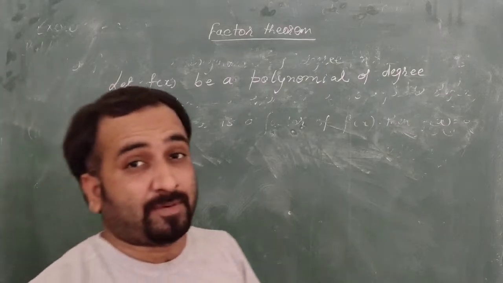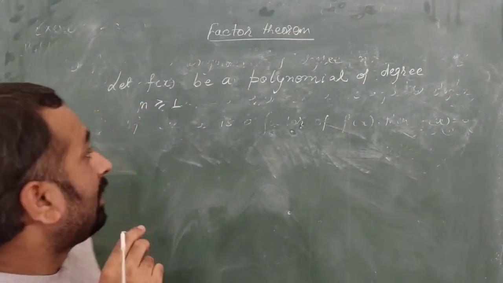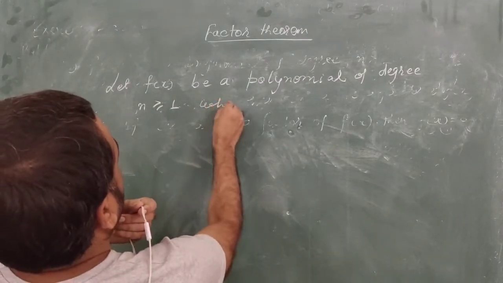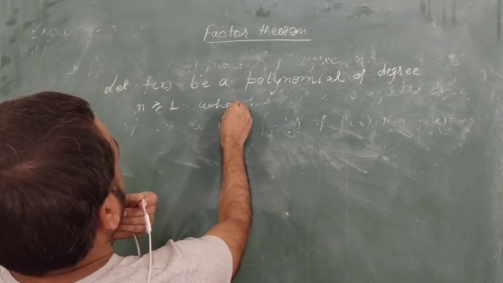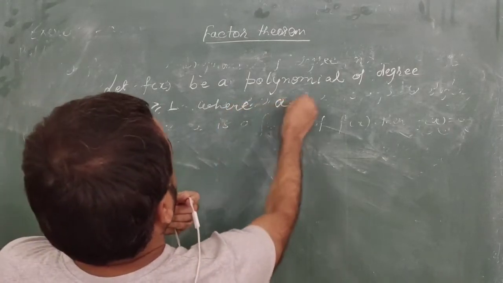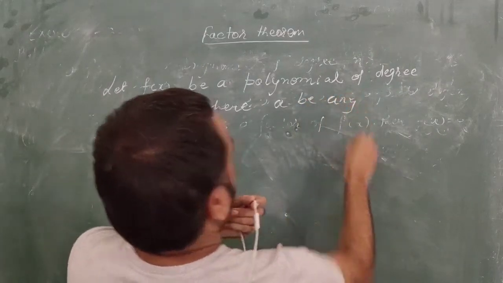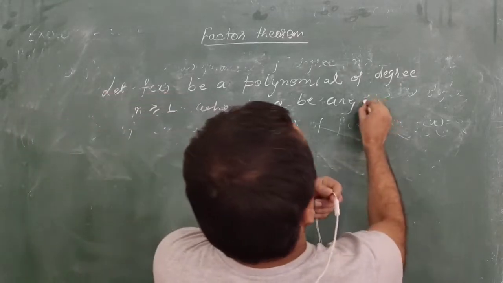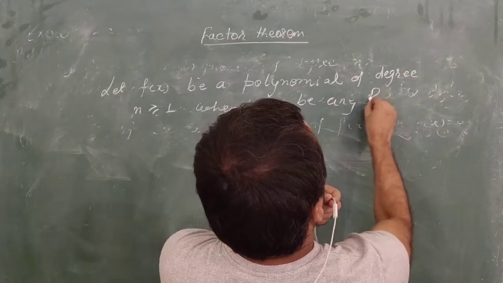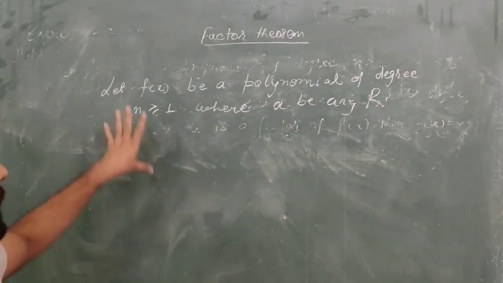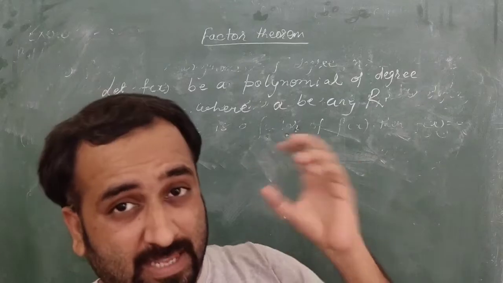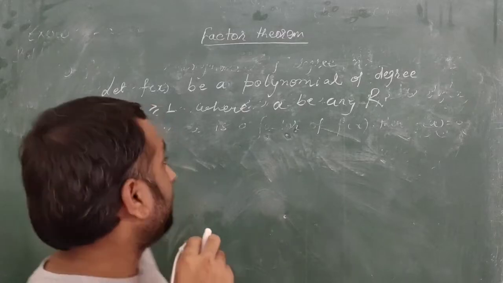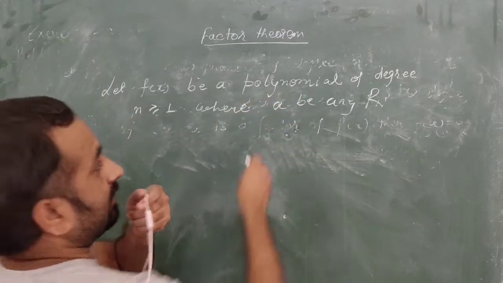Okay. So here we have f(x), which is called a polynomial of degree n greater than or equal to 1. Okay. Where a is any number, I am taking here a number a, and it is a real number. I am writing here R for real number. Okay. So within the statement we have f(x), a polynomial, and the degree should be greater than or equal to 1, where a is a real number.